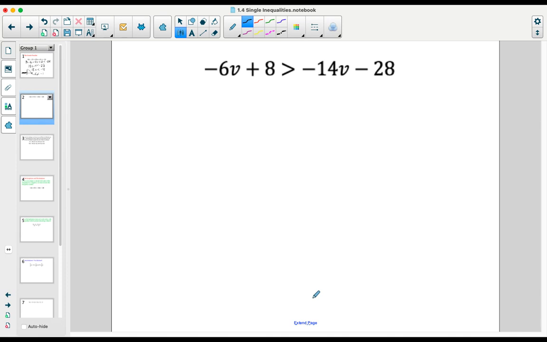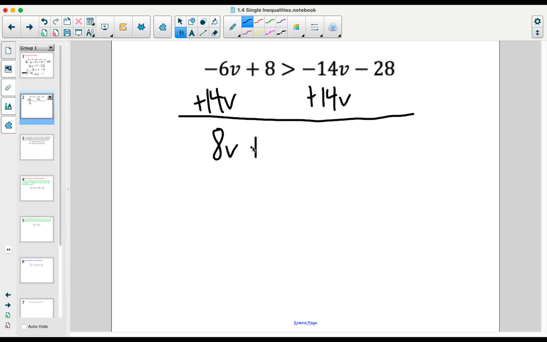In this example, we're going to have to do the same thing we did with equations with variables on both sides. We're going to have to choose a side for the variable and move all of the other terms to the other side of the inequality symbol. I'm going to choose the left side for the variable. If I choose the left side, I'm going to add 14v to both sides. Negative 6v plus 14v is 8v. There's another plus 8. And the negative 28 is still there.